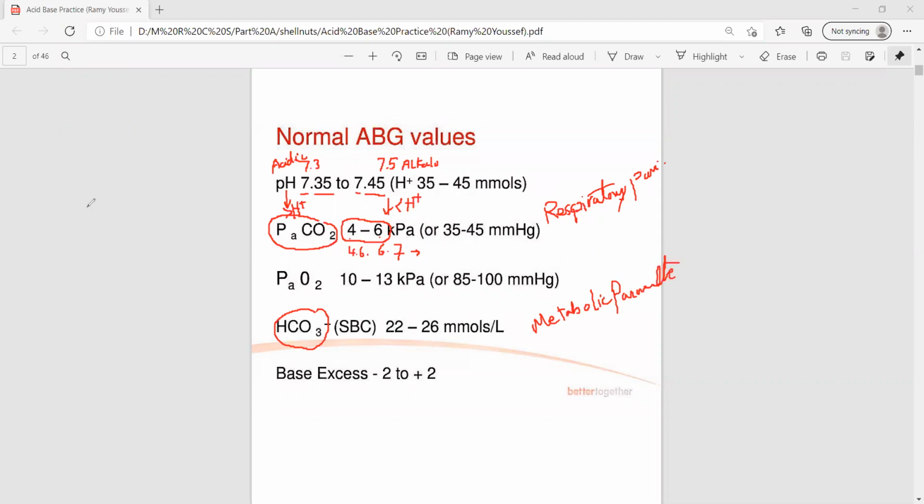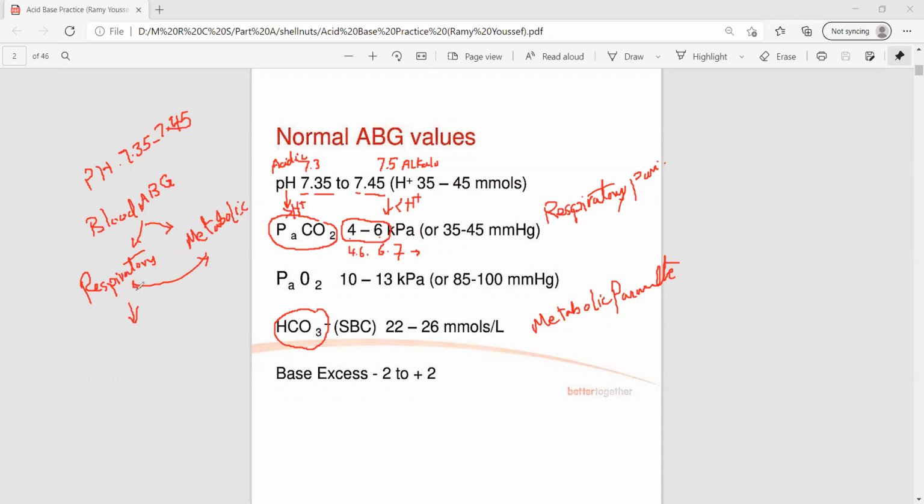As we know, ABG, or the acid-base condition, depends on two parameters: one respiratory and one metabolic. Both of them act together to keep the pH of the blood within 7.35 to 7.45. Both of them work together.